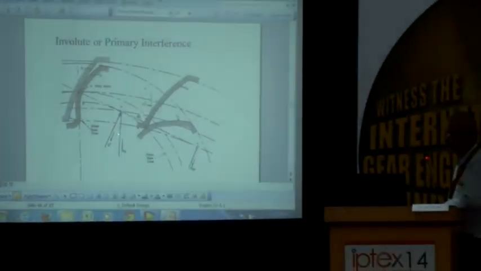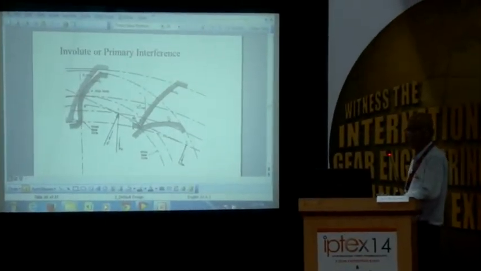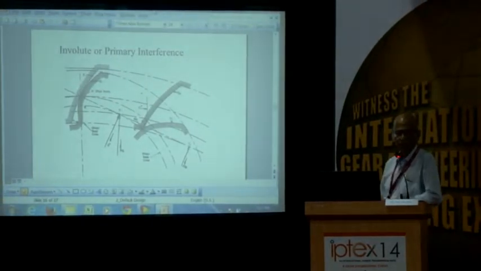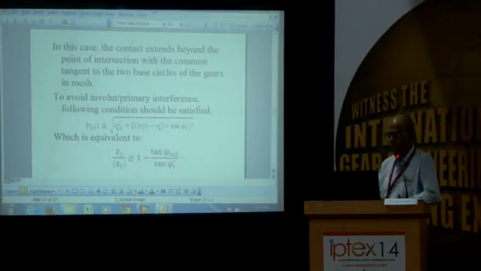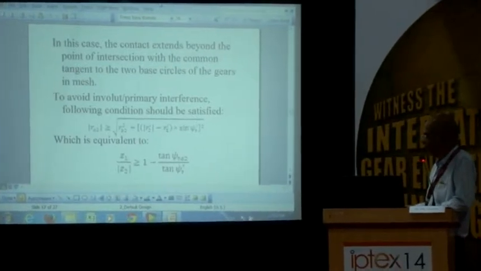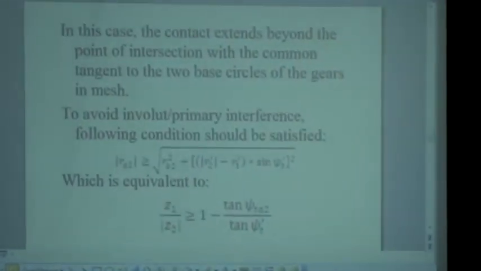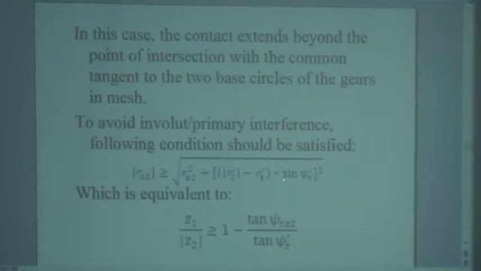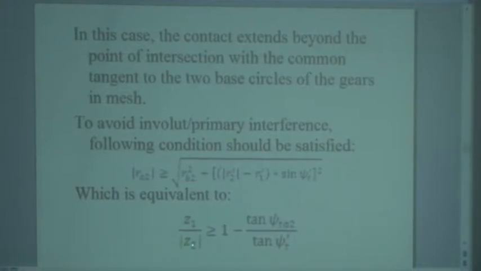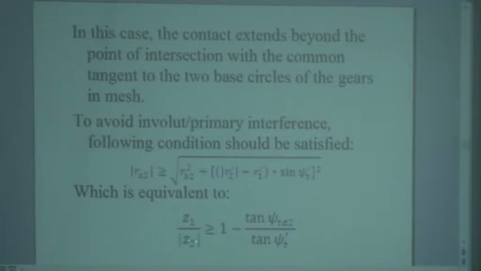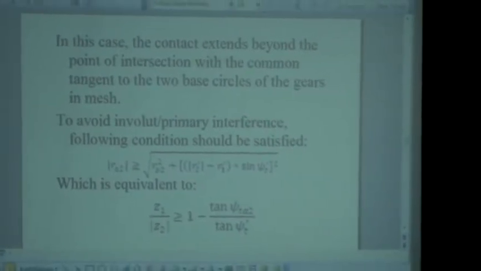So if you have a meshing which is going beyond this point, then you will have what is called the involute interference or primary interference. And this is the formula to decide whether you will have a primary interference or not. One is this, or the simpler one which is equivalent to this: Z1 divided by the absolute value of the number of teeth on the internal gear should be greater than 1 minus tan of the transverse pressure angle at the tip diameter divided by the tan of the transverse operating pressure angle.